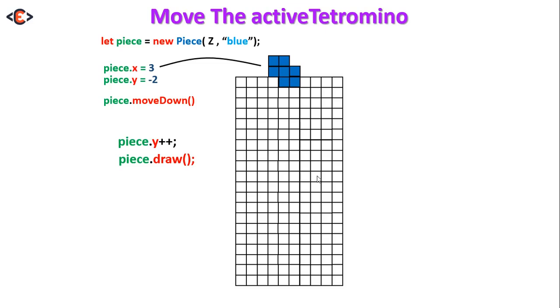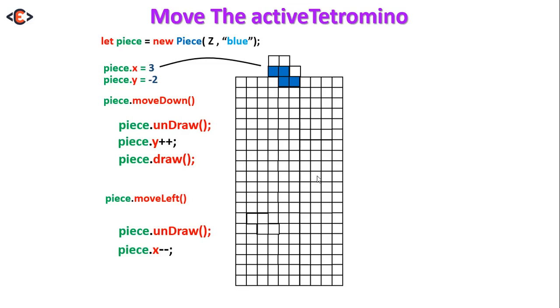And the solution is, before drawing the new piece, we first have to undraw, or delete if you want, the first one. Undraw the piece first, then increment the Y position, then draw the piece in its new position. The same thing goes for the move left function. Let's say we have our piece here, and then we want to move our piece to the left. We first need to undraw the piece, like this, and then decrement the X position, because we are going to the left, and then draw the piece in its new position. Same thing goes for the move right.